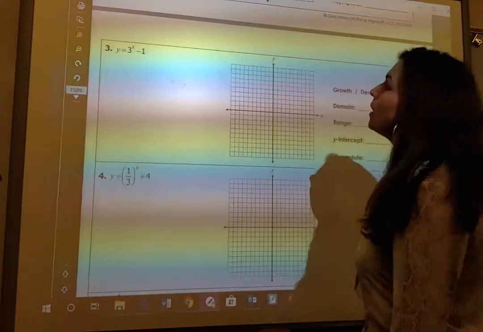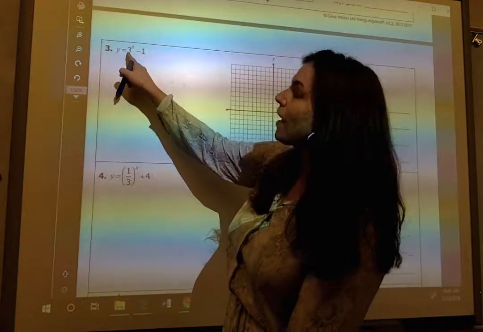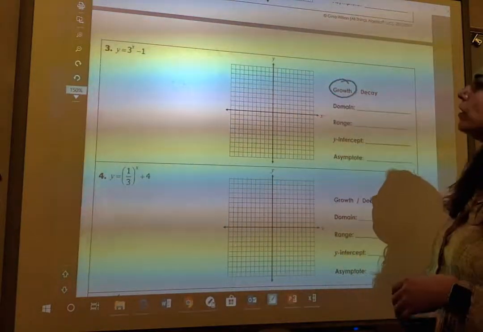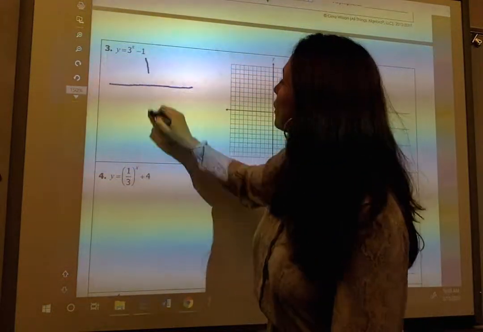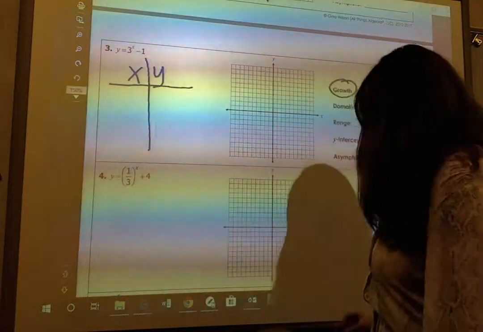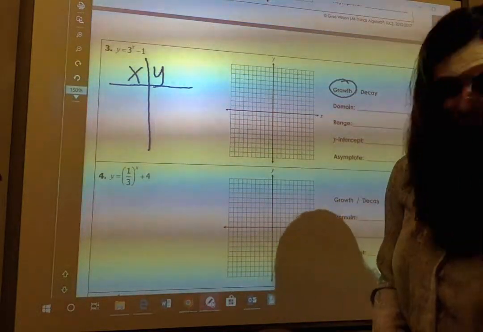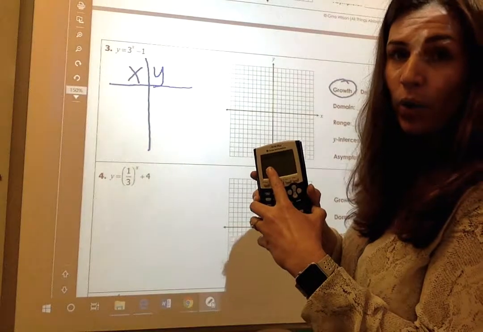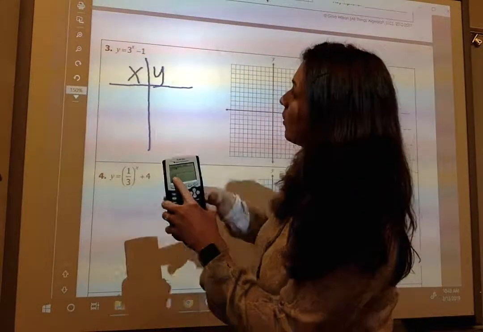Okay, so here we go. I know my b value is greater than 1, so it's going to be a growth function. And I know I need to create a table of values, so I get my table ready. I'm going to go over here to my graphing calculator. I'm going to clear out what I had in Y1, and I'm going to type exactly what I see.